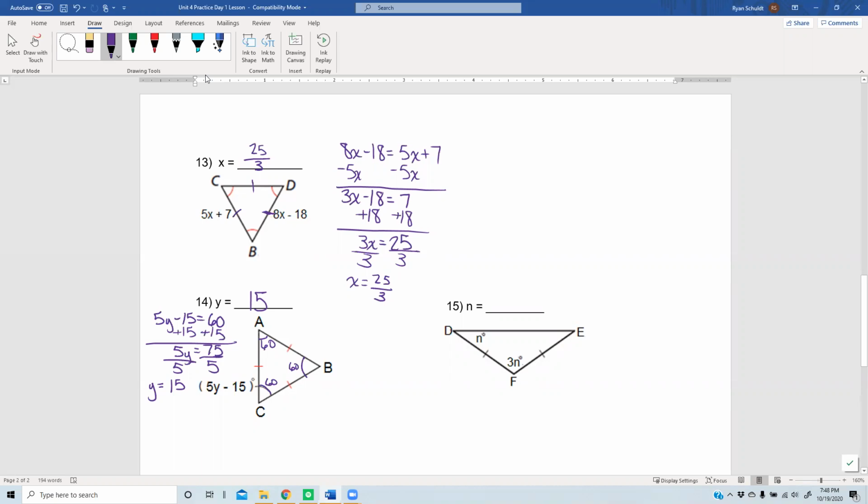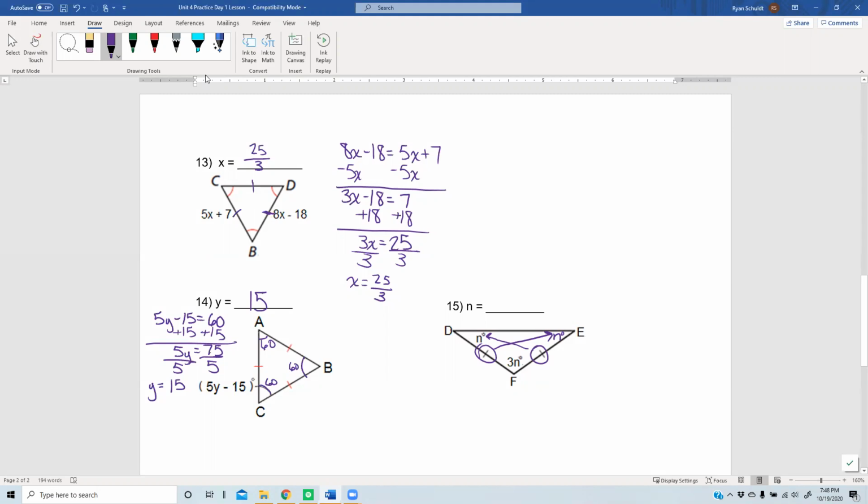Speaking of 15, let's look at number 15. So they ask us to find what n is equal to. Well, I have an isosceles triangle here. Remember, this means that my base angles are those two, and they have to be equal. So I'll have another n right here, n degrees.